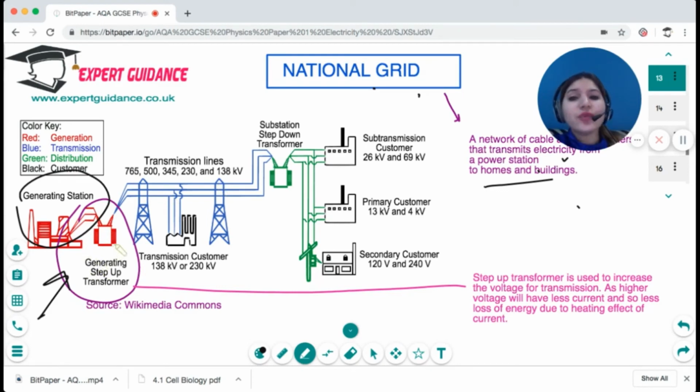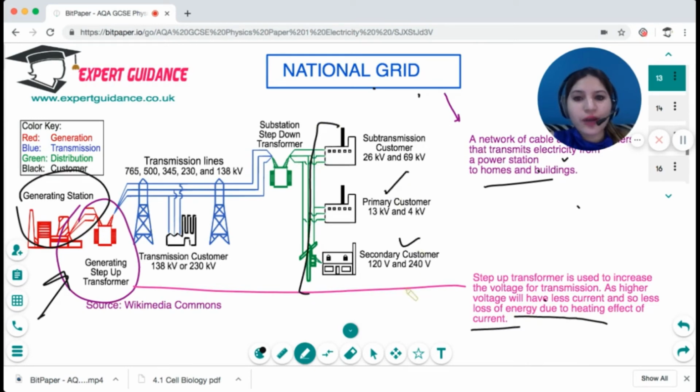Because at a very high voltage, the current reduces, and the current has a lot of heating effects, and that results in the loss of energy. So when you increase the voltage, you reduce the current, and that prevents the loss of energy due to the heating effect of current. But as soon as it needs to go to the customer, to the homes or the offices, we use step down transformers that decrease the voltage to 230 volts.